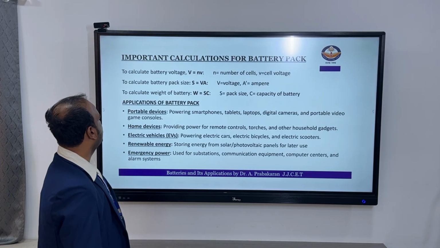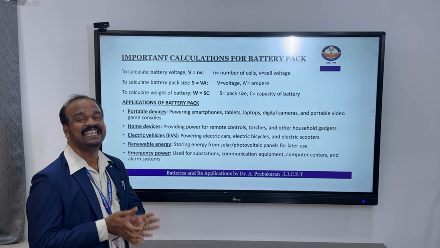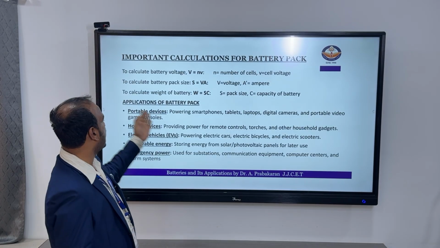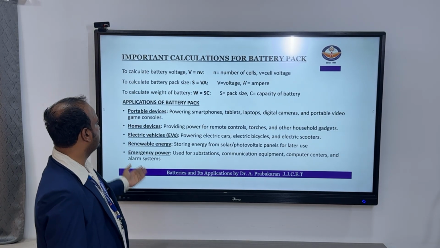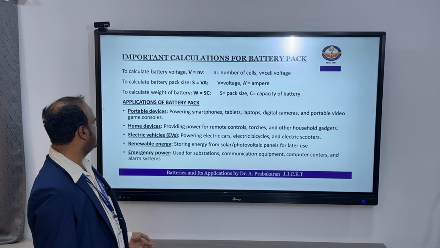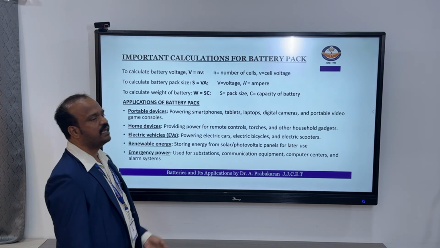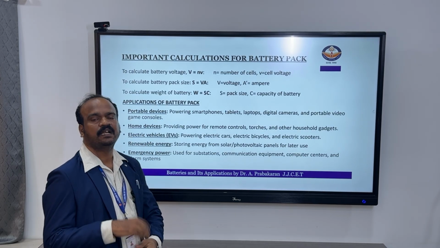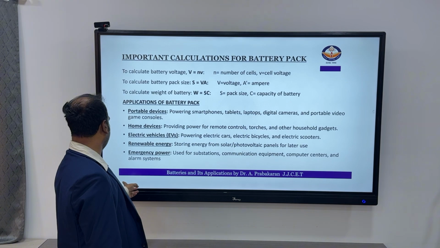And the applications of the battery pack. What is the battery pack needed for? What does society need? The battery pack applications: portable devices, home devices and electrical devices, renewable energy and emergency power. These are the variety of applications we have considered to conclude the battery pack material.